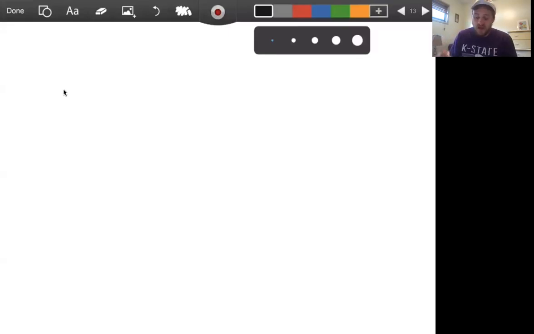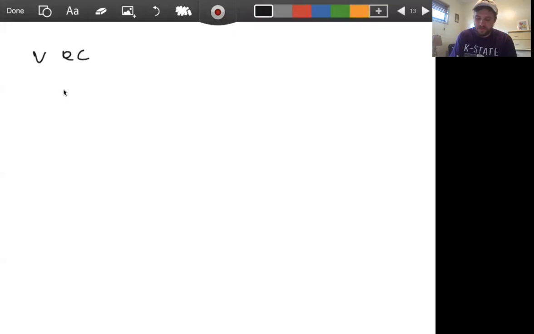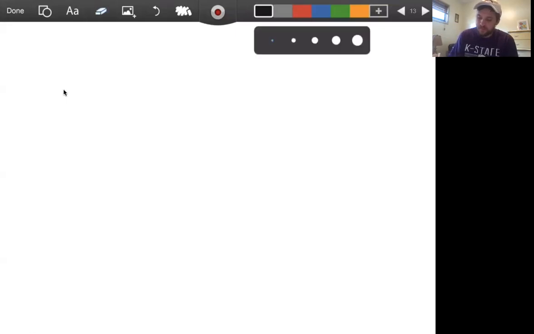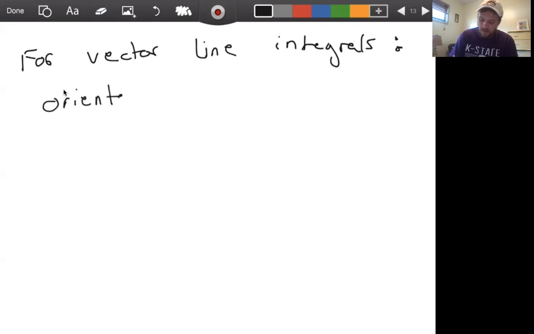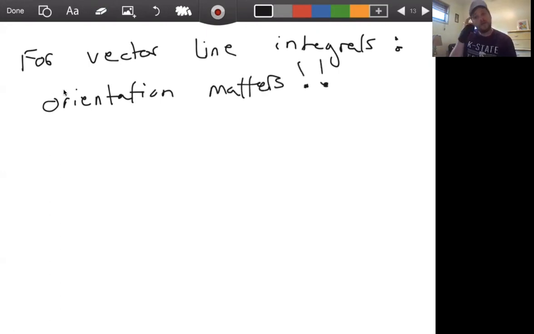Recall that when we defined a vector line integral, let's say, for vector line integrals, you may remember that orientation mattered. Whereas with scalar line integrals and scalar surface integrals, orientation does not matter. However, for vector line integrals, and what we will see is that for vector surface integrals, orientation does matter.